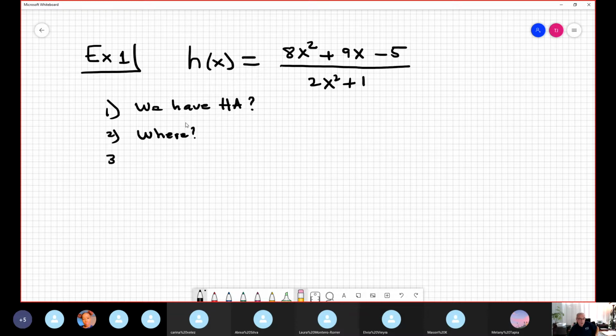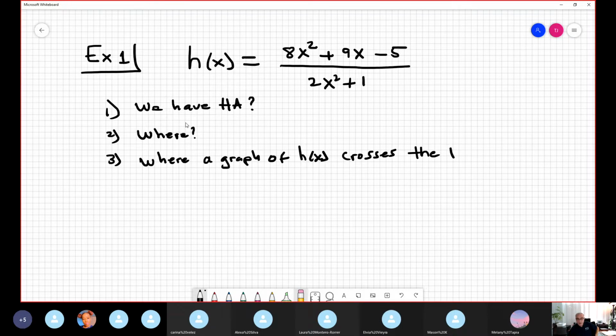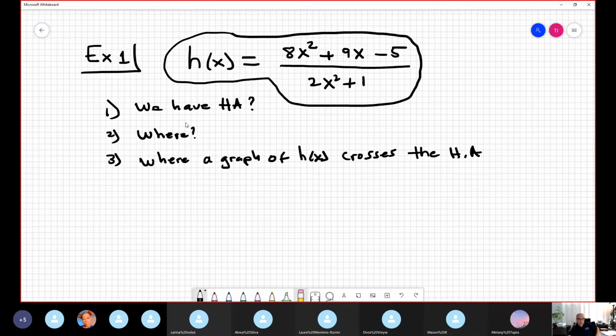In the third case, is the new situation that I want to discuss now: where the graph of the original function crosses the horizontal asymptote. Okay, this is a new situation that sometimes happens. It never happens with the vertical asymptote. The curve, when you're talking about a curve, is a function, no? That function represents a curve. So this curve crosses. It's a new situation.